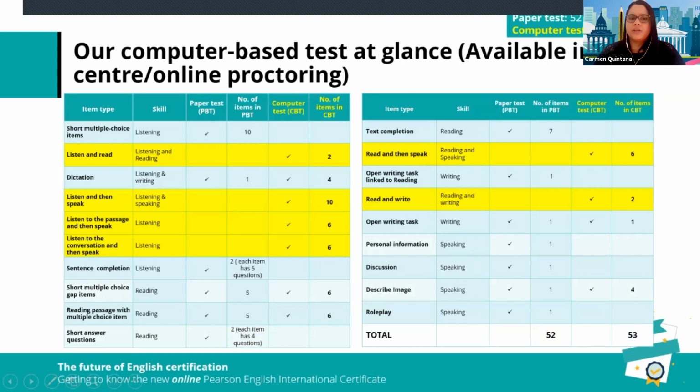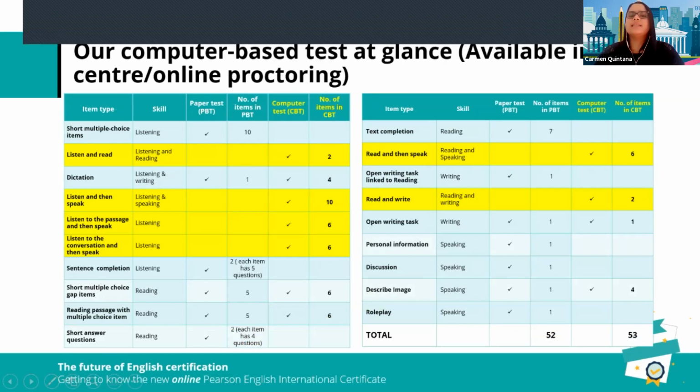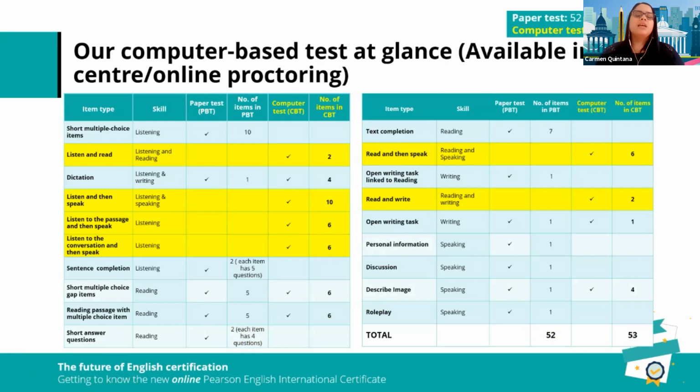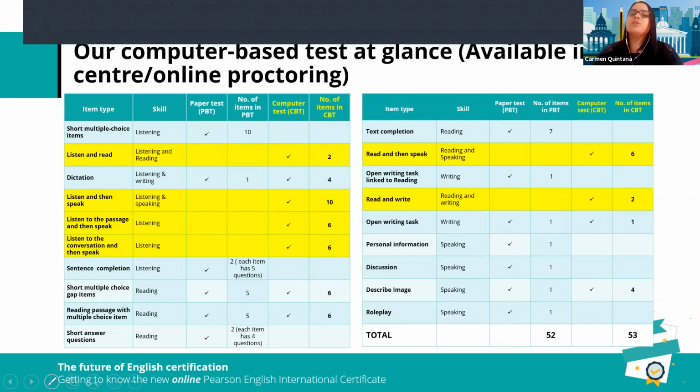Now, I'm not going to dwell too much here, but I did want to show you that our computer-based test at a glance has a number of common items in structure with our paper-based test. The items highlighted in yellow are the ones that are different, and these are mostly integrated skill items. And these items allow us to better test the skills as they are normally used, because in the real world, you often read and write and listen and write and do these types of integrated skills tasks. So in essence, lots of common items, but also integrated skill items.